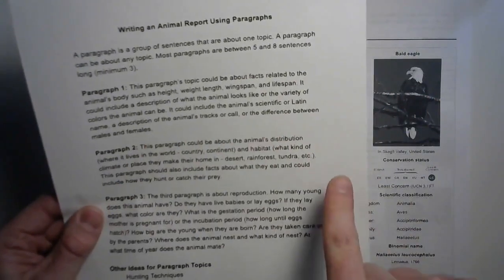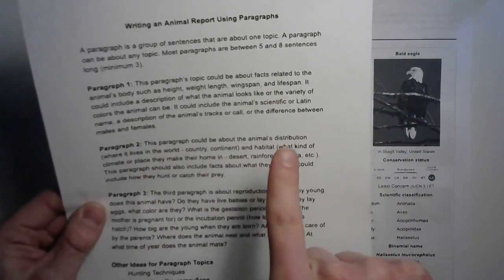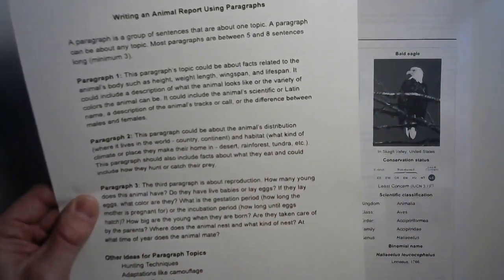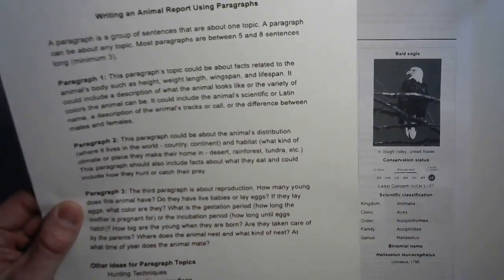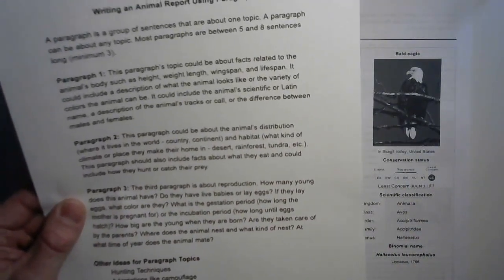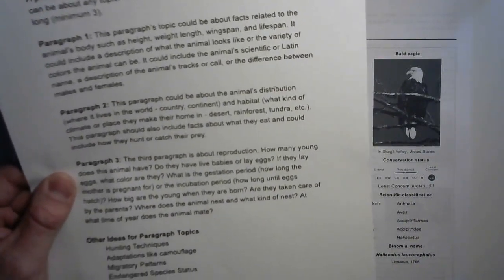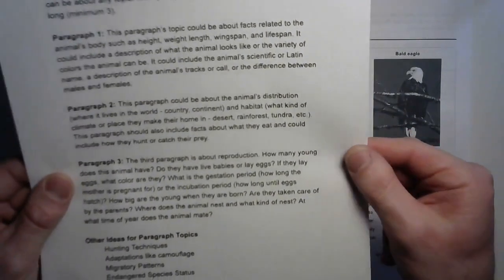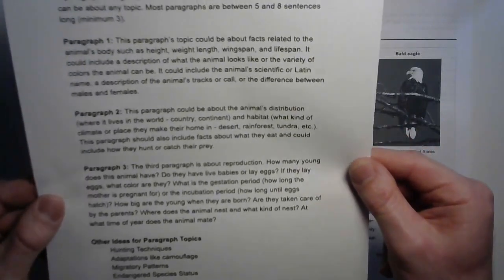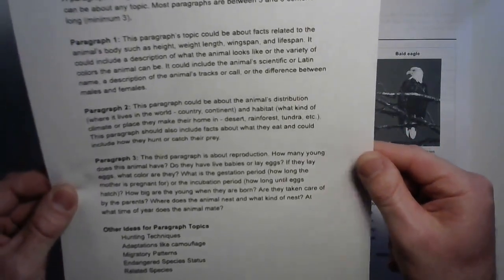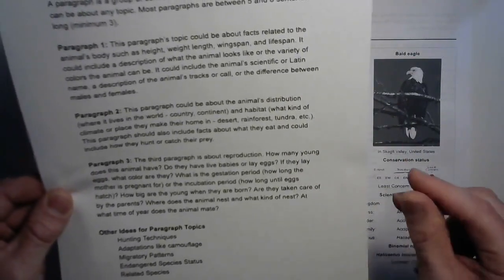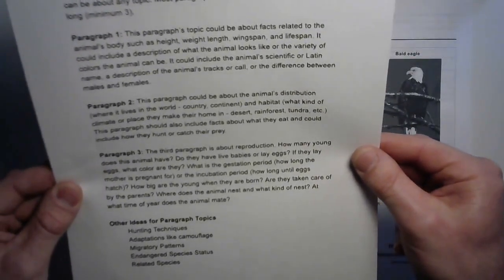Paragraph 2 could be about its distribution, and that's not only where it lives in the world, but the kind of habitat it lives in too. You could also talk about what it eats, how it hunts, and how it catches its prey. And the third paragraph would be about reproduction. We want to know how the animal makes more of itself. And exactly how that's done can be very different from animal to animal.